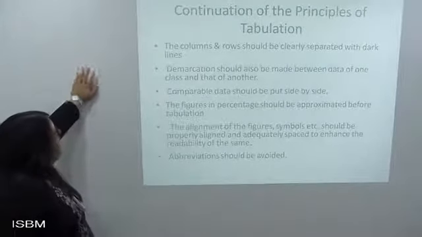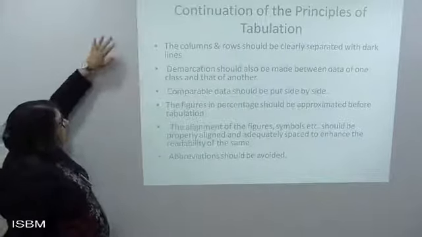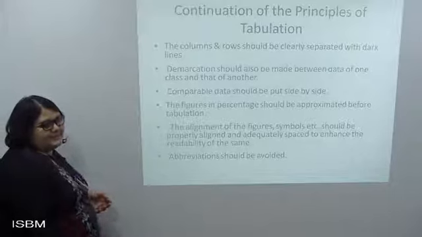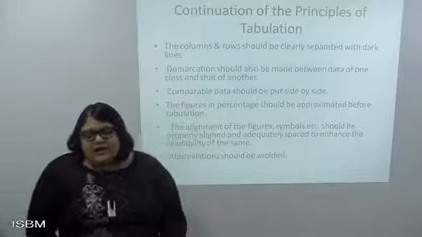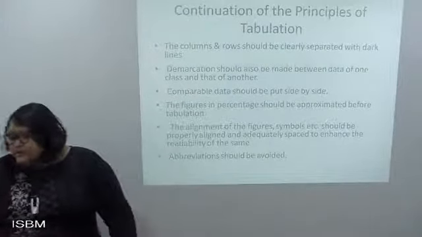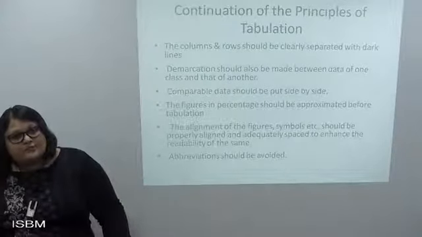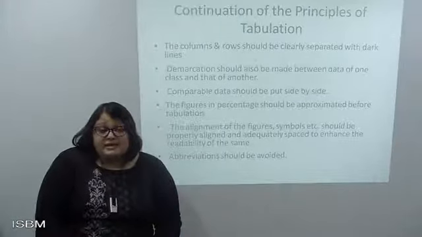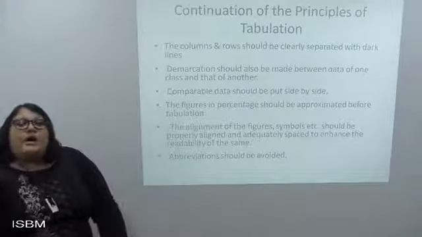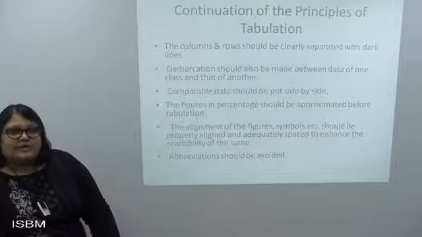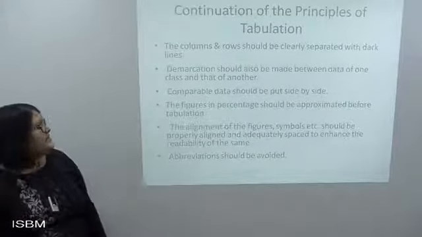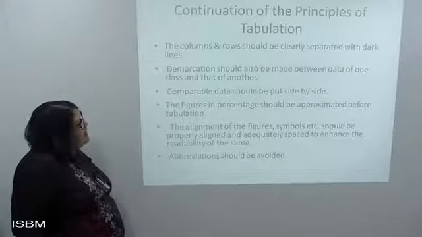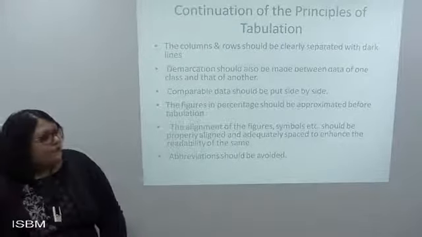Now, again, you should see that the columns and rows should be separated with dark lines. So, if they are separated with single lines, then you will not know which is your column and which is your row. So, in order to make the headings, in order to make the data prominent, you need to have a proper color coordination so that the demarcation is visibly seen. Then demarcation should also be made between data of one class and that of another.